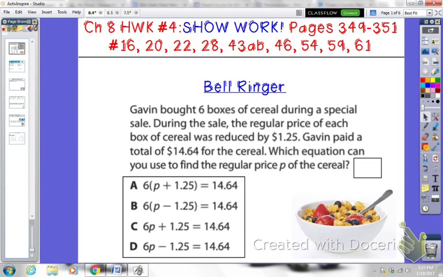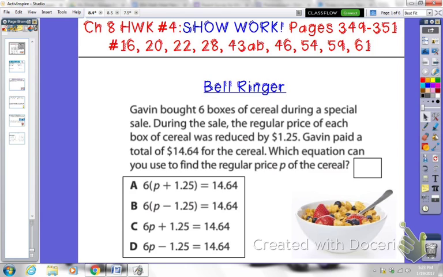This lesson is on 8.4, which is solving more two-step equations. This bell ringer ties into the lesson pretty well, so we're going to go over this one. It says Gavin bought 6 boxes of cereal during a special sale. During the sale, the regular price of each box of cereal was reduced by $1.25. Gavin paid a total of $14.64 for the cereal. Which equation can you use to find the regular price P of the cereal?